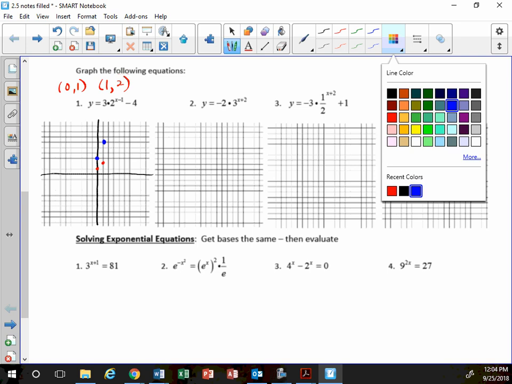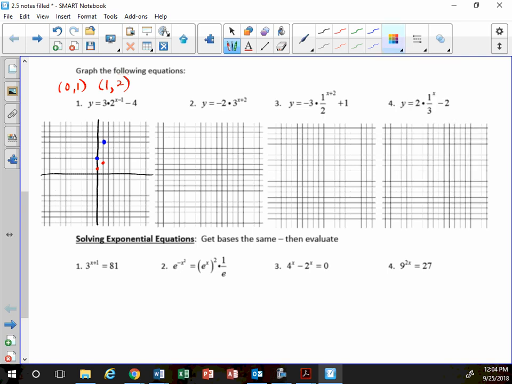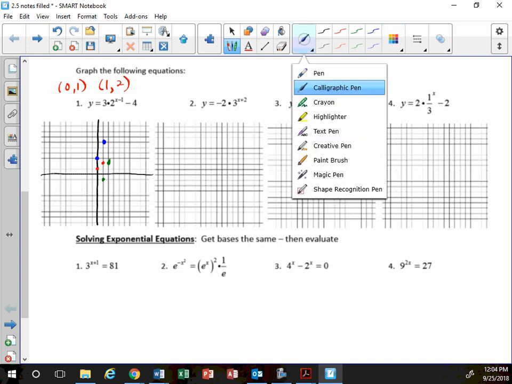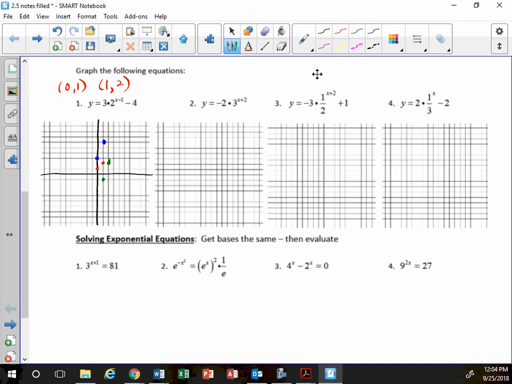Then we can shift those points. So each of those points, the blue ones, I'm going to move mine to the right one and down 4. So right one, down 4, right one, down 4. Before we sketch the graph, we need our asymptote. Did my asymptote move? Yes. Yes. Where did it go? It went down.